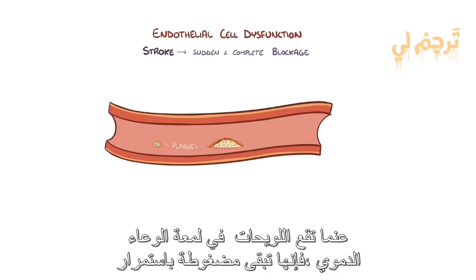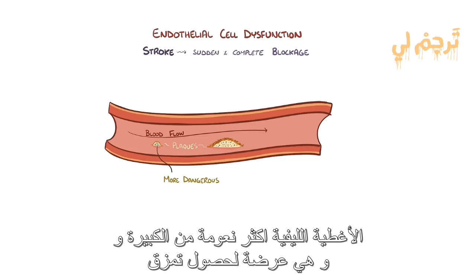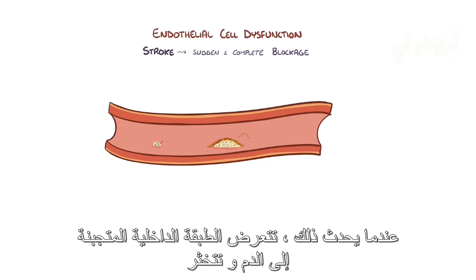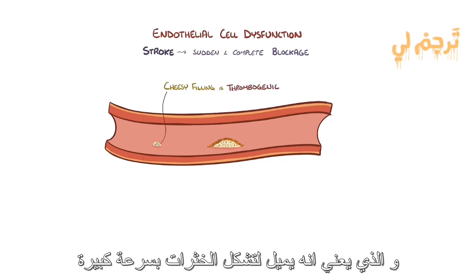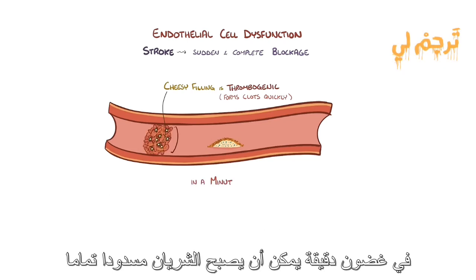Since plaques sit in the lumen of the blood vessel, they're constantly being stressed by mechanical forces from blood flow. And interestingly, it's often the smaller plaques that are more dangerous. Their fibrous caps are softer than the large ones and are prone to getting ripped off. Once that happens, the inner cheesy filling is exposed to the blood and is thrombogenic, which means that they tend to form clots very quickly. Platelets adhere to the exposed cheesy material, and they release chemicals that enhance the clotting process. Within a minute, that artery can be fully blocked.